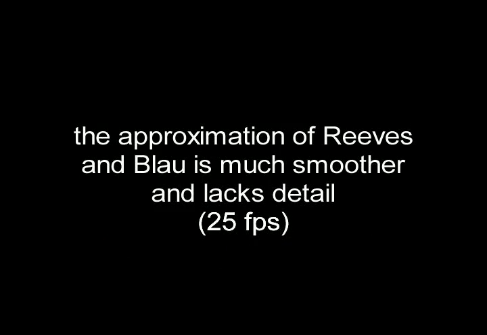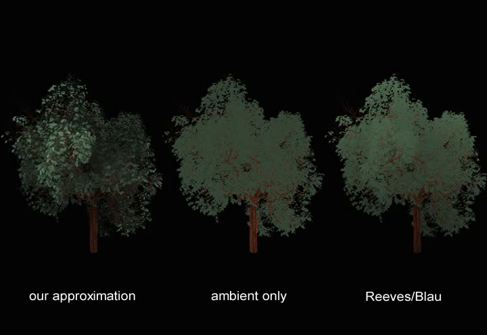The most closely related previous work is the model developed by Reeves and Blau. As we can see, their approach does not take into account normal variation or off-axis effects. As a result, the images are much smoother and lack details as can be seen here. In this still image, we show a comparison of our ambient occlusion approach, ambient only, and the Reeves-Blau approach.